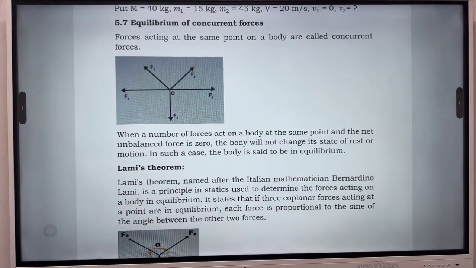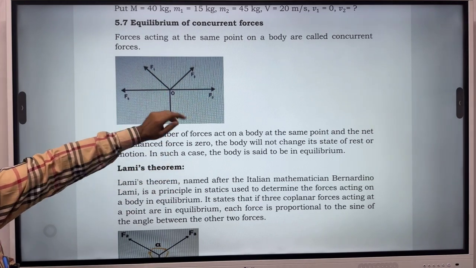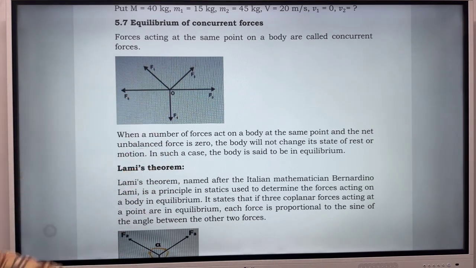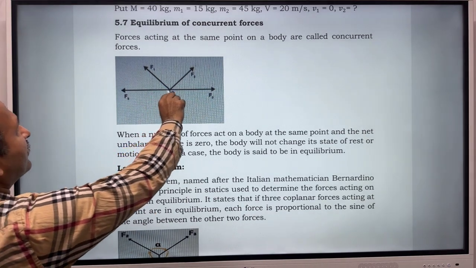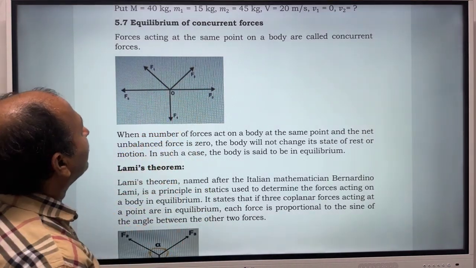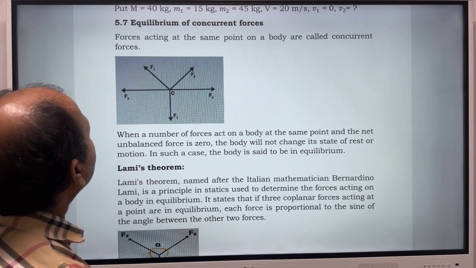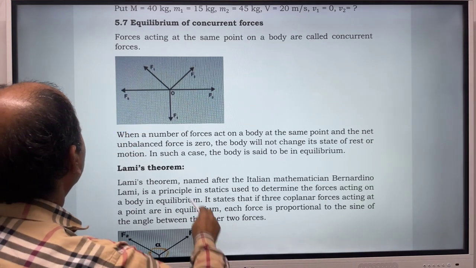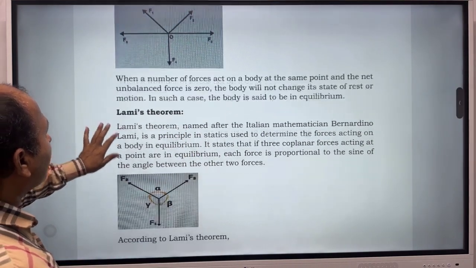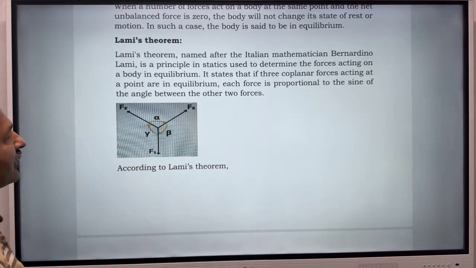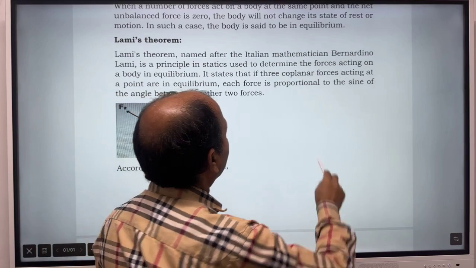Now we are going to see equilibrium of concurrent forces acting at the same point, and if they all are in equilibrium, means suppose this is an object on which the forces are acting and the object is not moving. In that case, we say that these are concurrent forces. Okay, so here one theorem which is pertinent at this level, that is Lami's theorem.